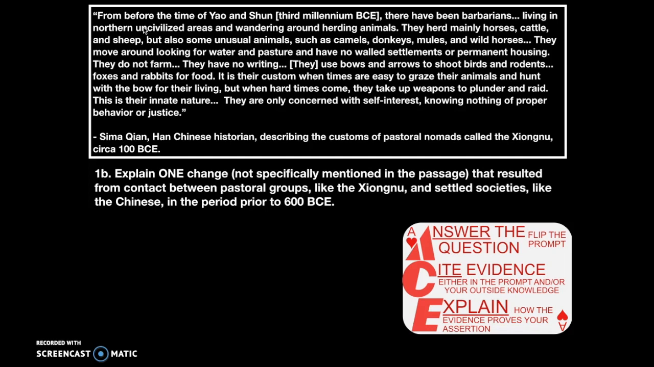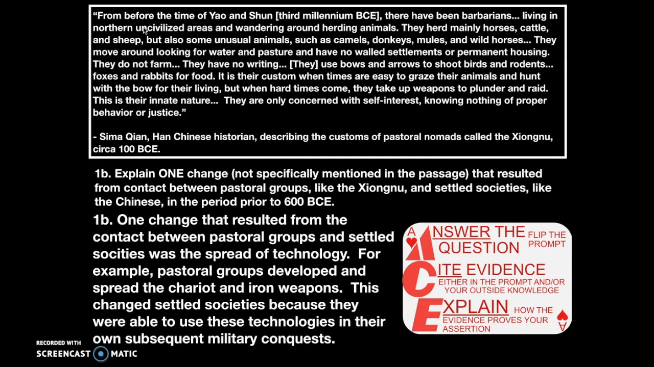We need to flip that prompt. And we could do that by answering like, one change that resulted from the contact between pastoral groups and settled societies was the spread of technology. What do we do next, Ms. Dixon? Well, now I need some evidence, and I'm going to have lots of evidence from class and from your readings. And this particular piece of evidence is drawn directly from the outline. So it talks about, in the outline, how pastoral groups were responsible for spreading technology like chariots and iron weapons.